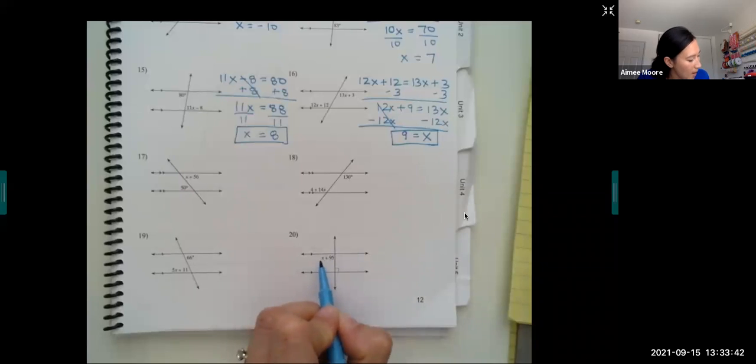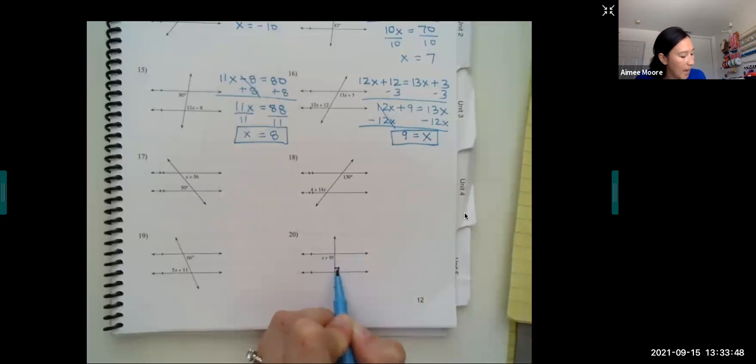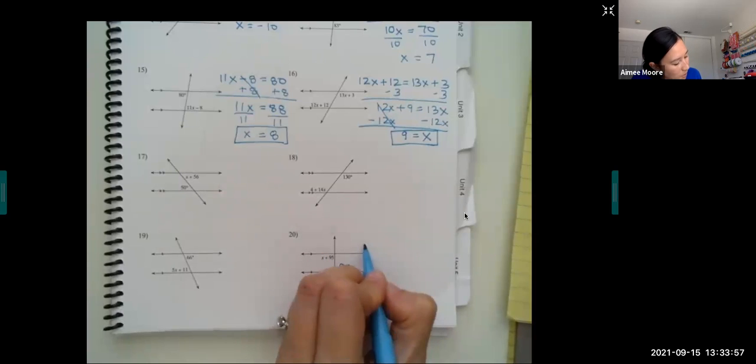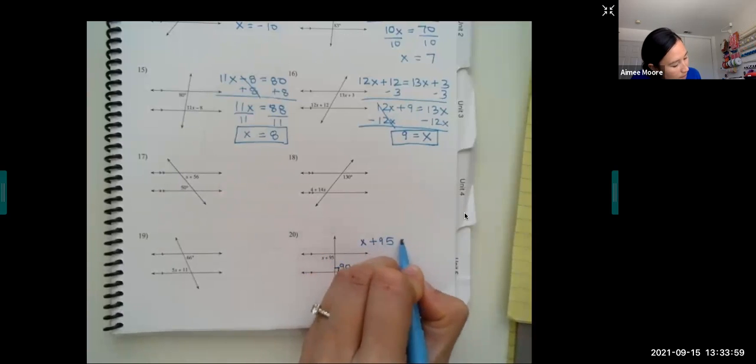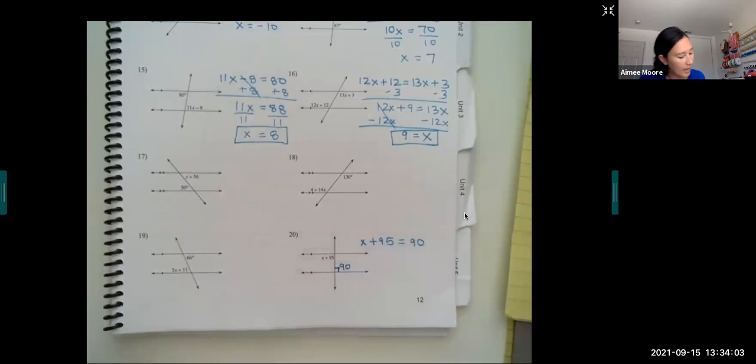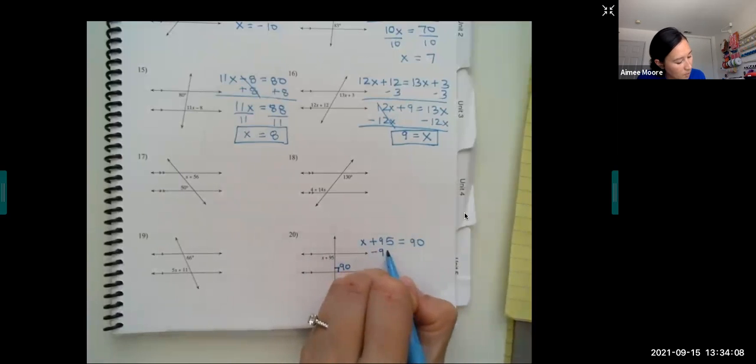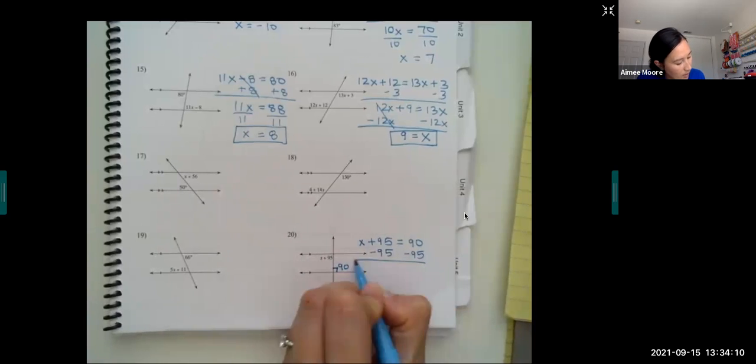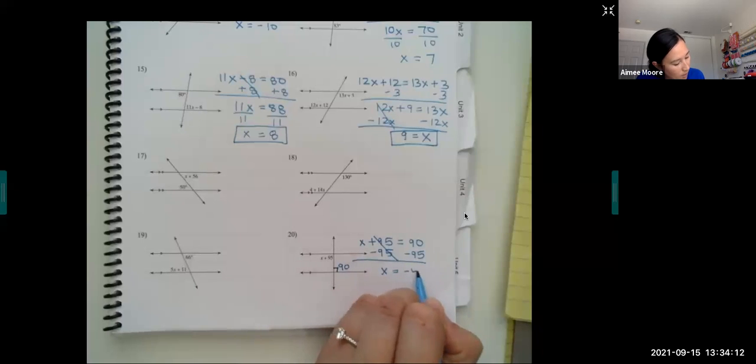So we have x plus 95, and then they didn't give us a number, but they gave us this right angle. So since we know this is a right angle, we know it's 90 degrees. And so we would just set them equal to each other. So x plus 95 equals our alternate interior angle, which is 90. And so then we would solve for x. So we would subtract 95 from both sides. And so x would equal -5.